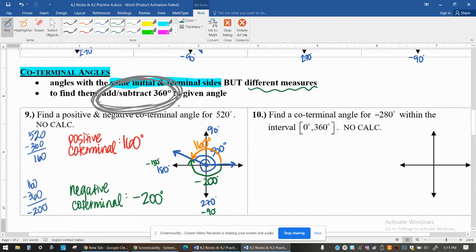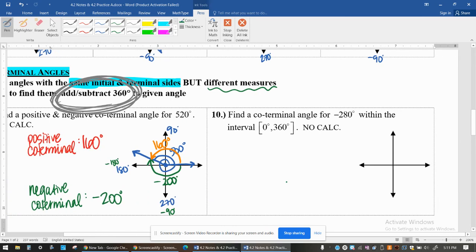So again, just know that when they ask you for just a positive or a negative coterminal angle, you can add 360 over and over, or you could subtract 360 over and over, and any of those answers would be correct. So if I subtracted another 360 from negative 200, that would also be an acceptable answer. But let's not get crazy, okay? Let's try to do the least amount of work. Subtract 360 until you've got a positive, subtract 360 till you get a negative, or add 360, whatever it takes, okay? So you find a coterminal. So again, I could have added 360 to 520. That would have been fine.